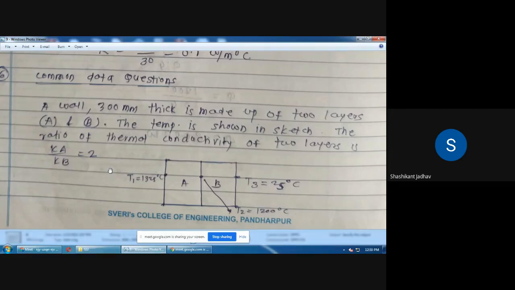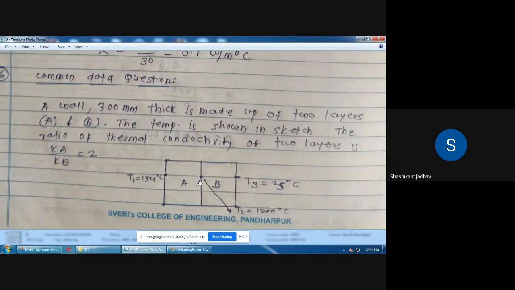So what is given? T1 is given, meaning the temperature at the left hand side of layer A is given, that is 1325 degrees Celsius. Then the temperature at the right hand side of layer A is 1200 degrees Celsius. Similarly, for layer B, the left hand side temperature is the same, 1200 degrees Celsius, and the right hand side temperature is 25 degrees Celsius.